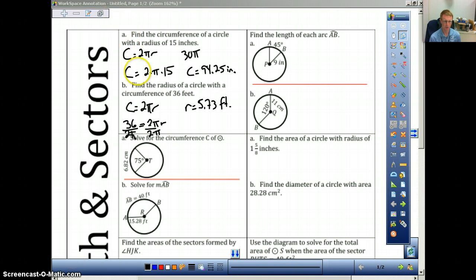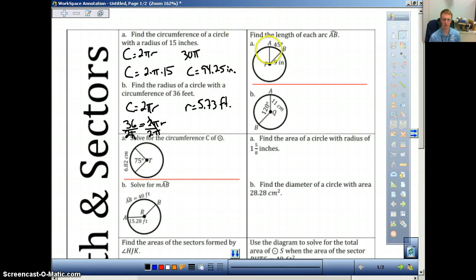You had to be really careful on this one. It gave you the circumference. It did not give you the radius. So you had to plug in 36 for your C and then solve for your r. You had 36 divided by 2 pi on both sides, and you should have gotten a radius of 5.73.